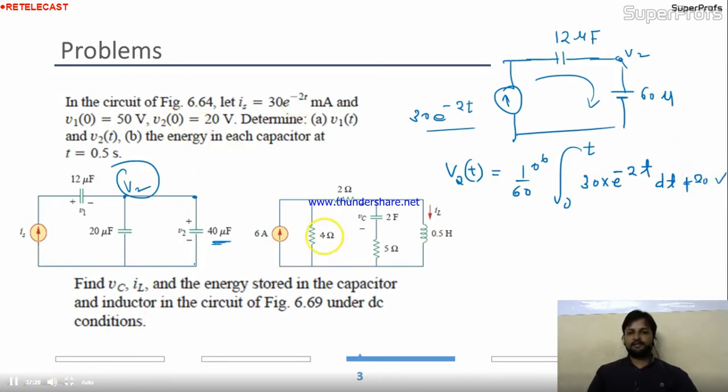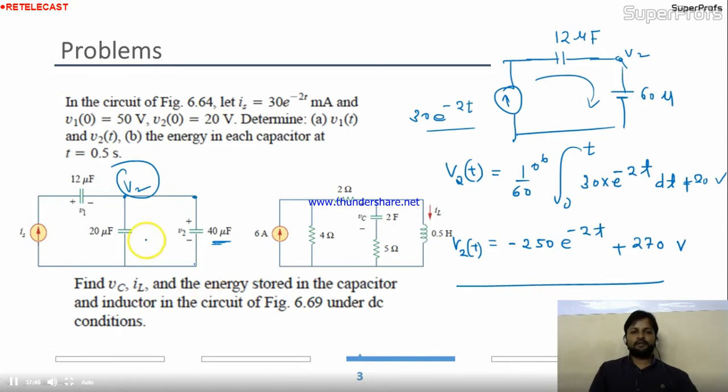So this is again an equation. Now solve this equation, and you will get minus 250 e to the power minus 2t plus 270 volt. This is V2. Now he was asking for V1 and V2. The first part of the question is completed. V1 we already got, and this is V2.